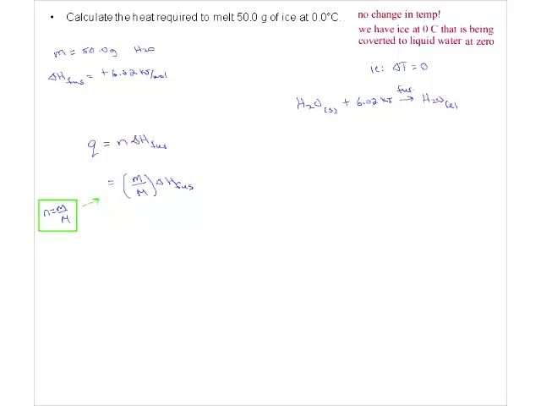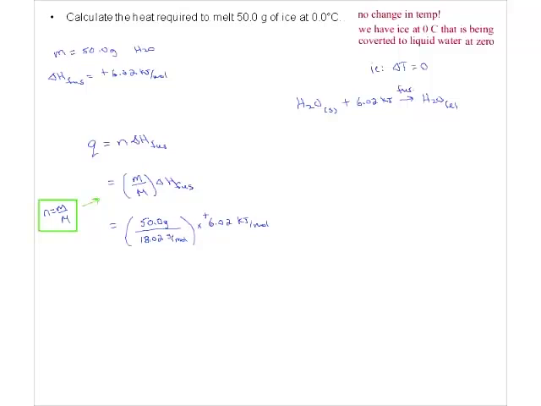I'm given the mass. I know the molar mass of water. It's 1 times oxygen and 2 times hydrogen. So that's where the 18.02 comes from. That's the molar mass of water. And of course I would calculate that, keeping in mind that because this is fusion, I'm melting it, energy is being absorbed. So it's going to be a plus 6.02 kilojoules per mole.